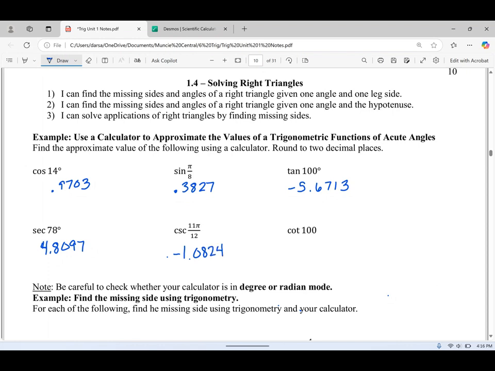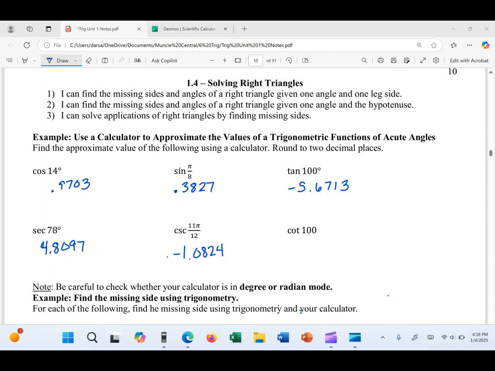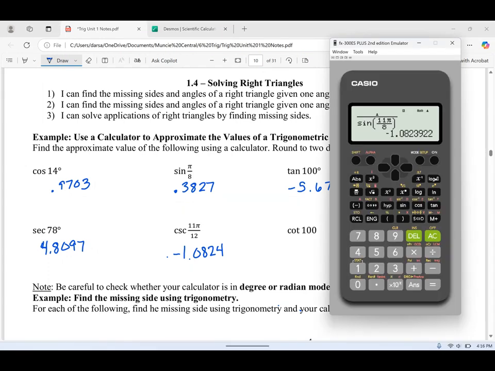Finally, let's look at this last one. Cotangent of 100. Is this asking for the cotangent of 100 degrees or a cotangent of 100 radians? Well, since there's no little circle, no degree symbol, this is 100 radians. We need to find the cotangent of 100 radians. Since our calculator is already in radian mode, that's good, but we want cotangent.